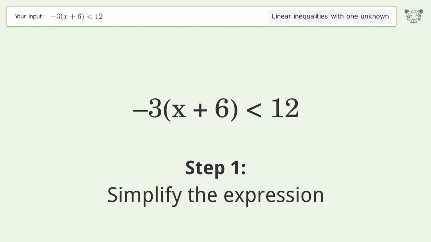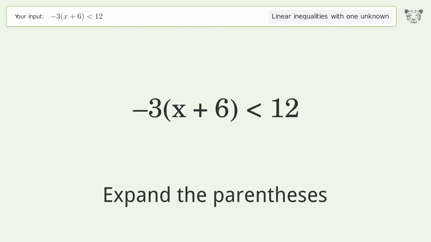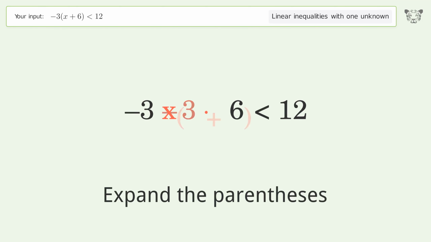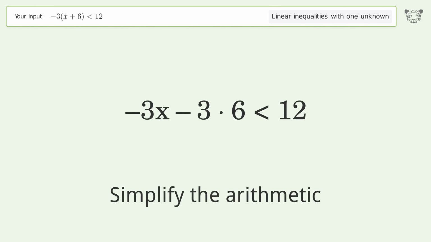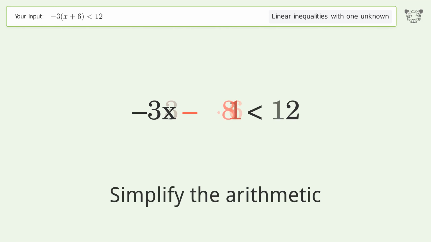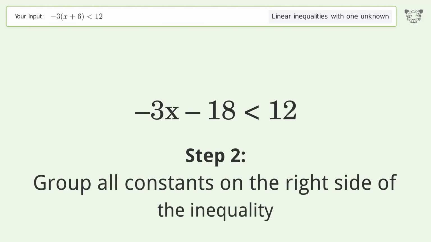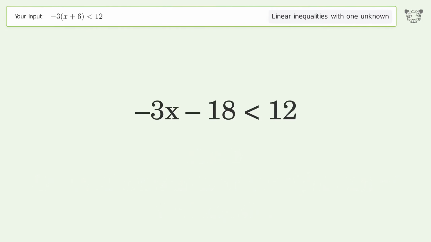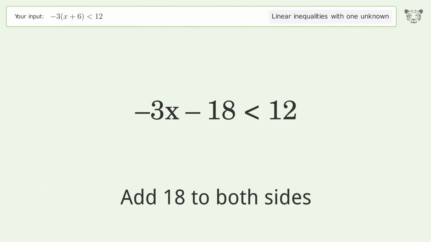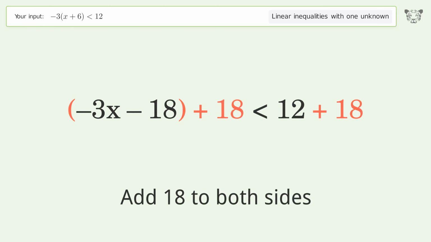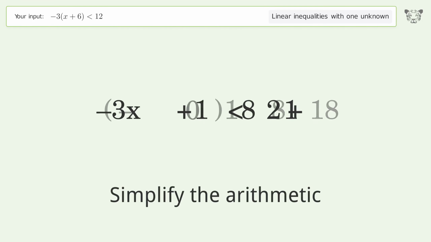Simplify the expression. Expand the parentheses. Simplify the arithmetic. Group all constants on the right side of the inequality. Add 18 to both sides. Simplify the arithmetic.